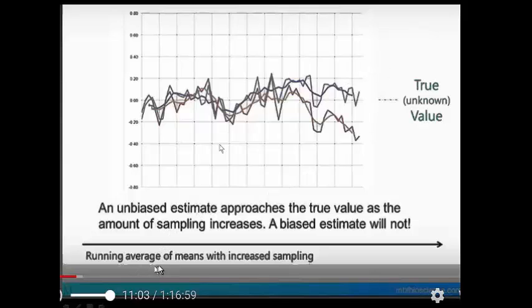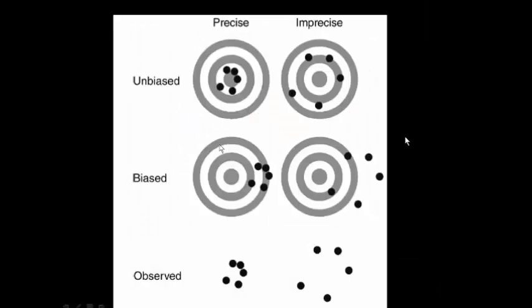Here we see the running average of means with increased sampling. Another way to look at this is to say that we can have a lot of precision in our estimation procedure, and on average it will give us the true value, and although the resulting values may vary considerably, on average they're going to give us the true value. This of course will not be the case with a biased estimation procedure, which will systematically deviate from the true value and can have different amounts of precision.